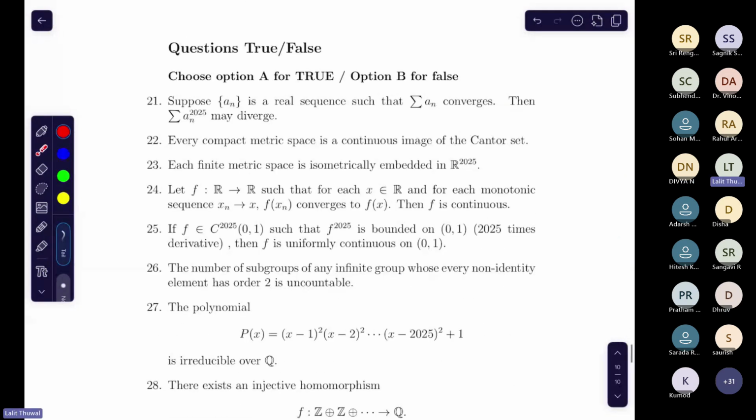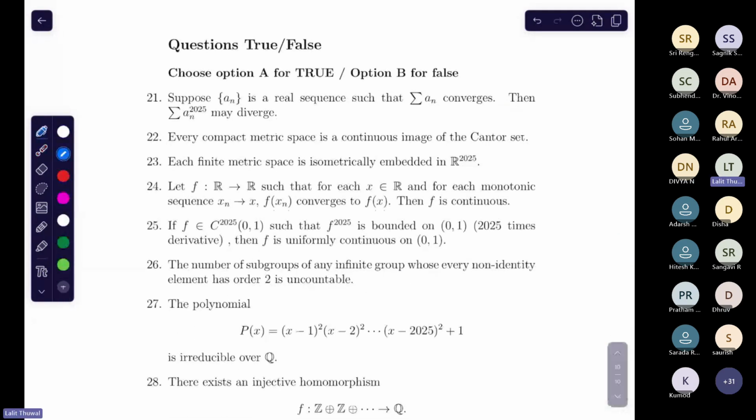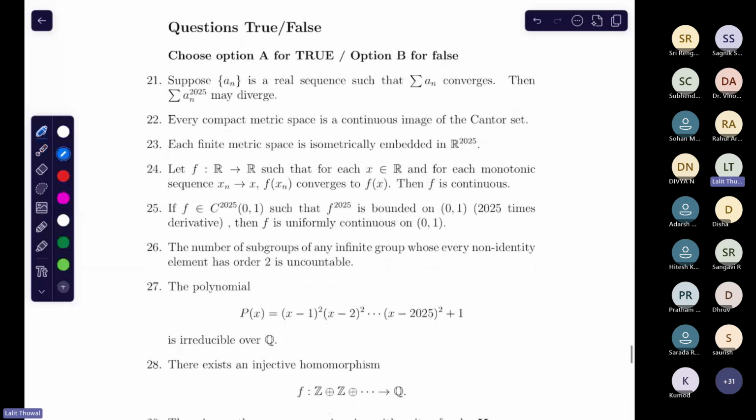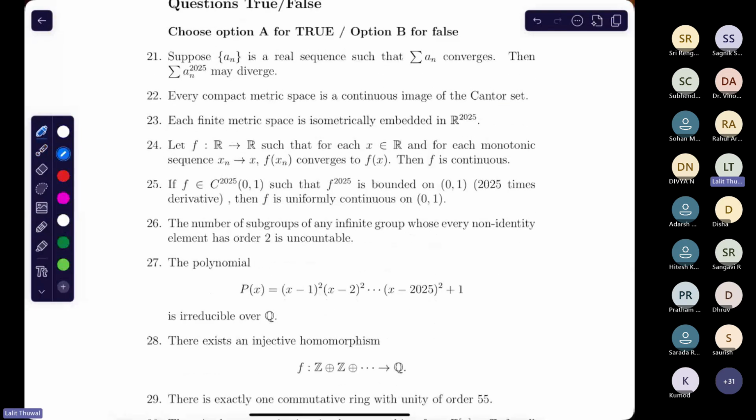So come here now. Let me ask you, most of you have written that this is an irreducible polynomial, but is it easy to see that this is irreducible? You did it in the exam. Why is it irreducible? Yes, sir.